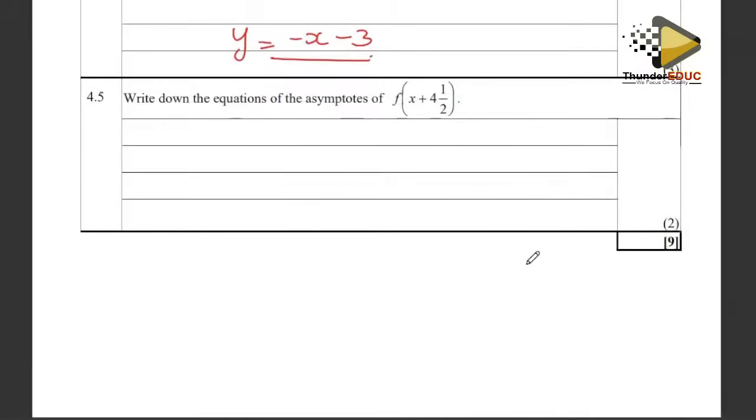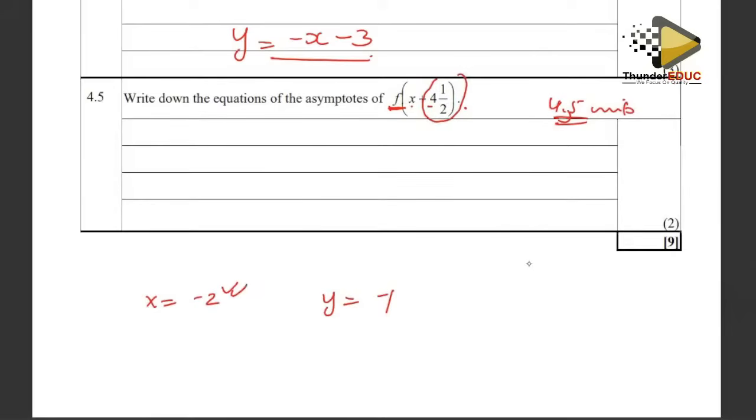Okay, then write down the equations of the asymptotes of f, where x is a 4 x plus 4.5. So meaning that this graph is being shifted 4.5 units, okay, to the left. Remember, the initial asymptote was -2 and -1. So if we are moving the graph horizontally, it's only this asymptote that's going to be affected.